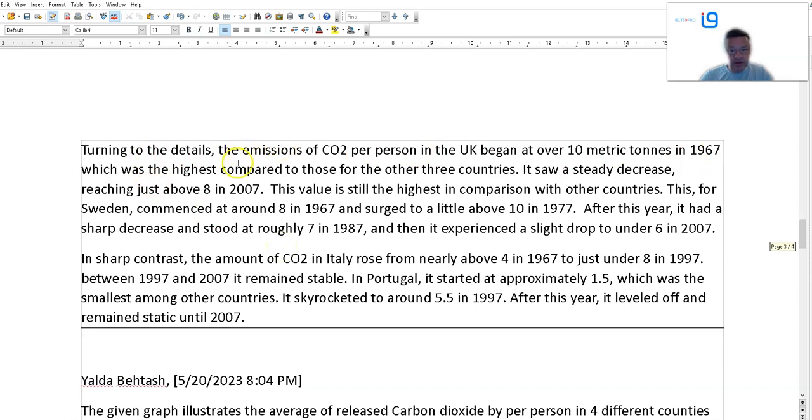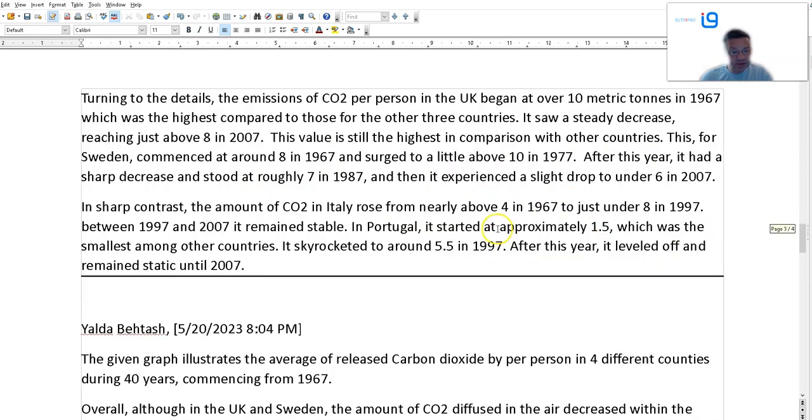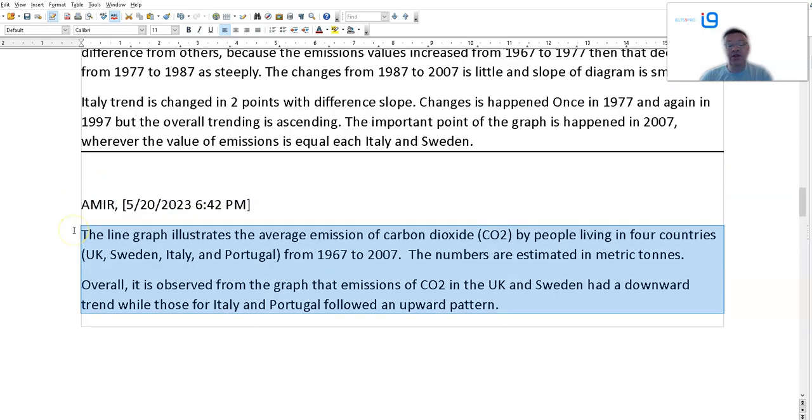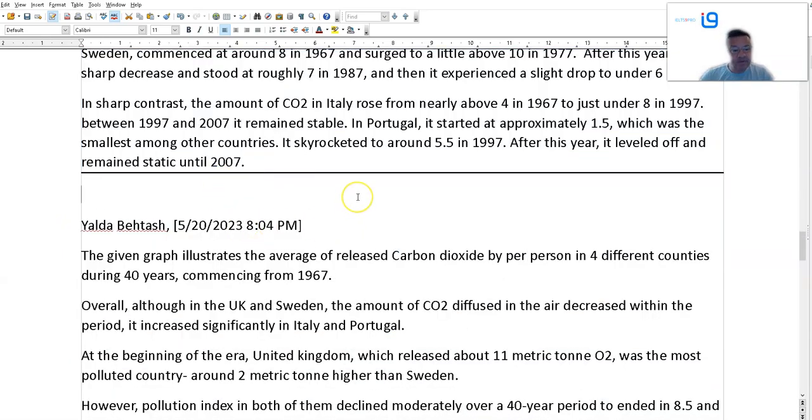Details. 10 metric tons, the highest, the decrease. Highest in comparison to other countries. This for Sweden. It's a slight drop from the 6. Right, now, that one is very good. Right. Credit where credit's due. Amir, that is sweet. Okay.